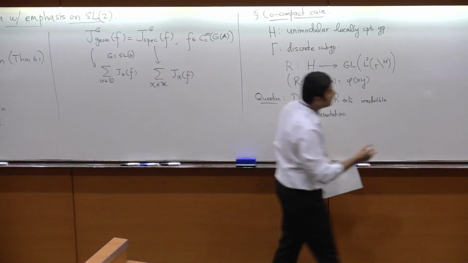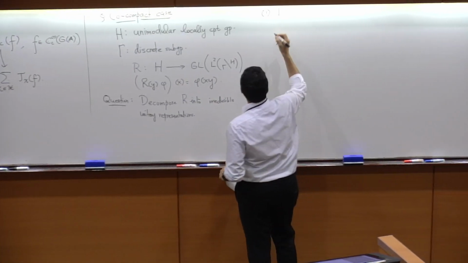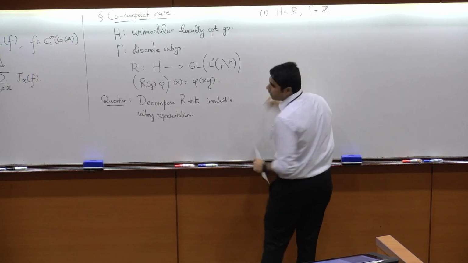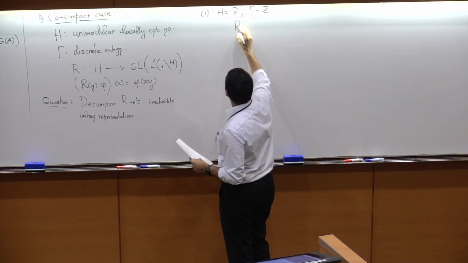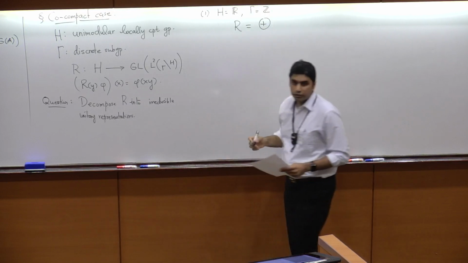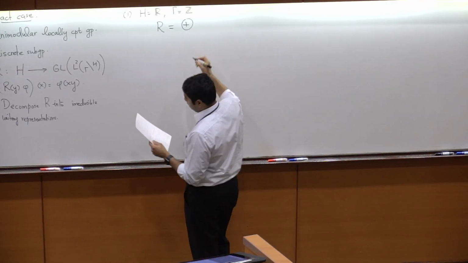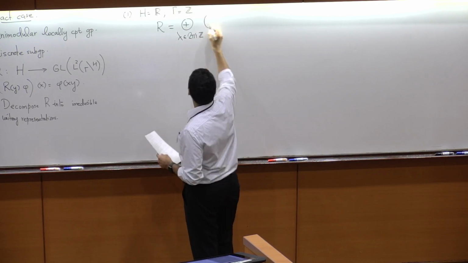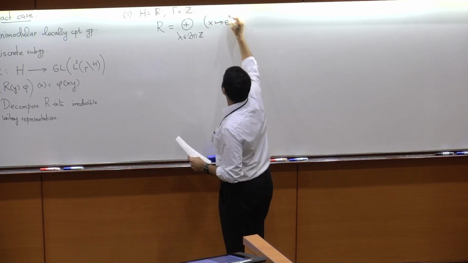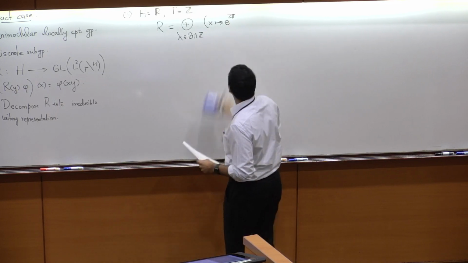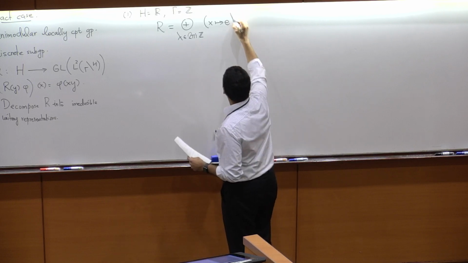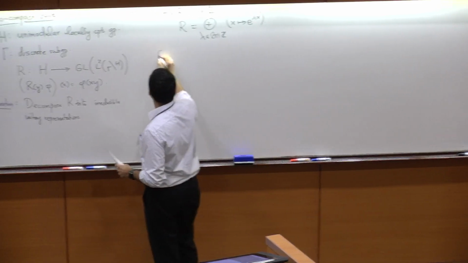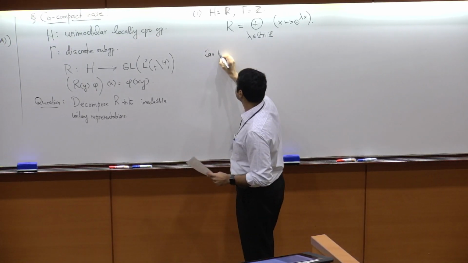Okay, so what basic example, if you take H equals R, take gamma equals Z, a discrete subgroup in R, then the right regular representation R decomposes discretely into, indexed by lambda in 2 pi i Z, those representations, lambda x. So these are one-dimensional representations, and this is explicitly done by the Plancherel theorem.